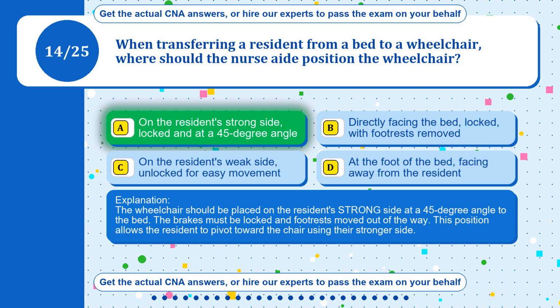The wheelchair should be placed on the resident's strong side at a 45-degree angle to the bed. The brakes must be locked and footrests moved out of the way. This position allows the resident to pivot toward the chair using their stronger side.